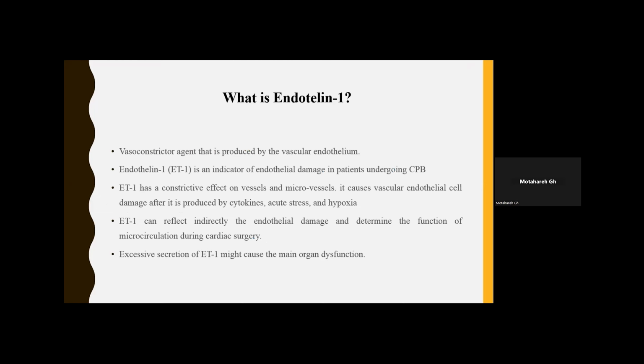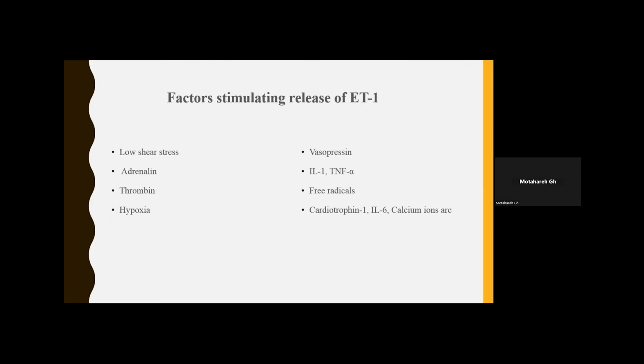What is endothelin 1? It's a vasoconstricting agent in vessels and microvessels that is produced by the vascular endothelium. Endothelin 1 is an indicator of endothelial damage in patients undergoing CPB. It causes vascular endothelial cell damage. It's produced by cytokines, acute stress, and hypoxia. Endothelin 1 can reflect indirectly the endothelial damage and determine the function of microcirculation during cardiac surgery. Excessive secretion of endothelin 1 might cause major organ dysfunction.